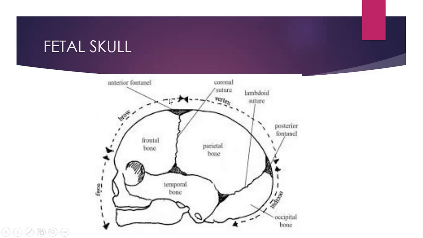Next, face presentation. The face presentation is from the root of the nose to the supraorbital ridges and the floor of the mouth with the neck. And next is the occiput, the last area, that is the occipital bone. You just have to understand these: the posterior portion of the brow will be the anterior portion of the vertex, and the anterior portion of the brow will be the posterior portion of the face.